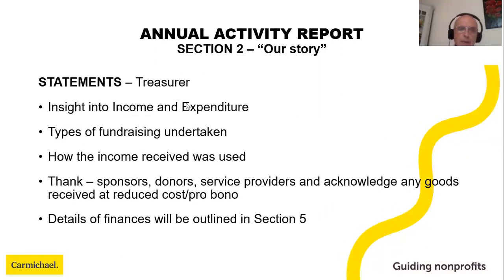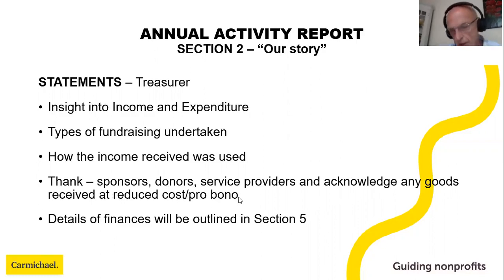Again, the statements by the Treasurer is an insight into the income and expenditure. He or she may not go into detail on it, because that detail will be contained in section 5, which we'll be coming to later. Again, the types of fundraising, if fundraising has been undertaken, how the income received was used. In other words, what are the key expenditure headings or the key expenditure items. Again, thank the sponsors, the donors, the service providers, and acknowledge any goods that have been received at a reduced cost, or if any work has been carried out on a pro bono basis.